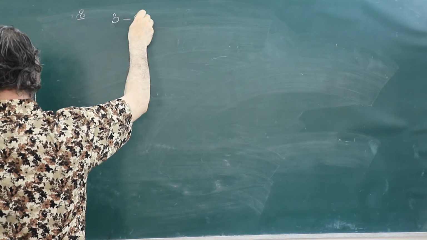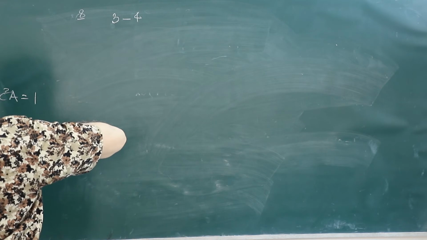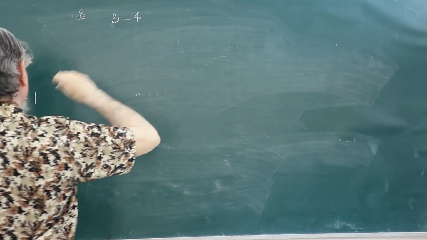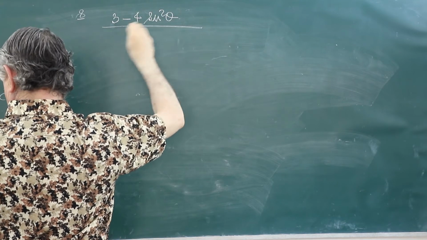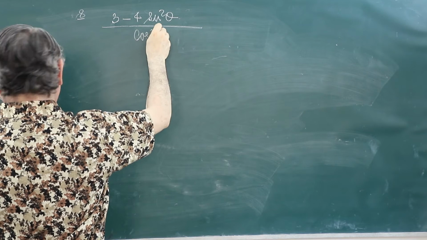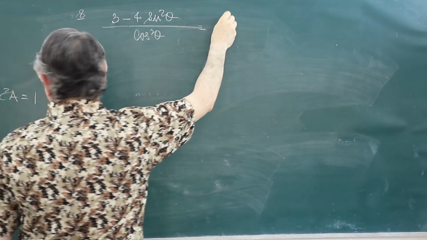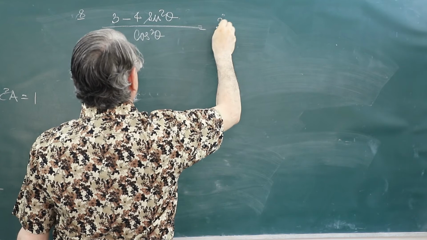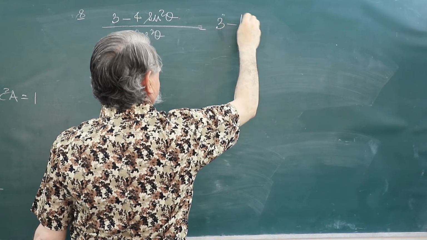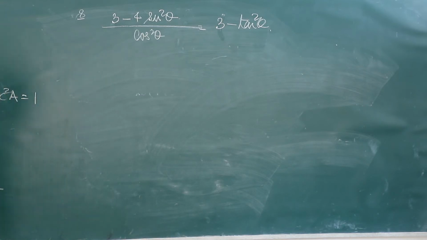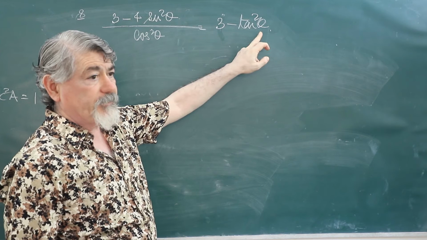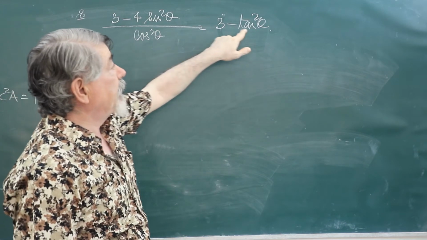Three minus 4 sin square theta upon cot square theta is equal to 3 minus tan square theta. Now we must look into the question also, that what we are trying to do. What are we trying to do in this question? Your answer is coming in terms of tan square theta. 3 minus tan square theta.